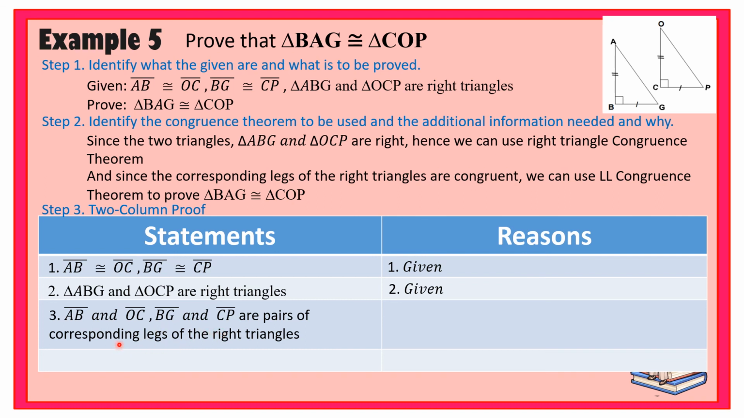Now, okay, from there, pwede ko munang sabihin that AB and OC and BG and CP are pairs of corresponding legs of the right triangles. Pinakita ko lang that these two are the legs of the right triangle. And what makes us think so? Ang legs ay yung sides ng right triangle na opposite ng mga acute angle. Gaya yung angle G, ka-opposite niya yun. P, ka-opposite niya yun. O, ka-opposite niya yun. A, ka-opposite niya yun. So, we made that reason. But, sometimes, pwede namang hindi na to ilagay.